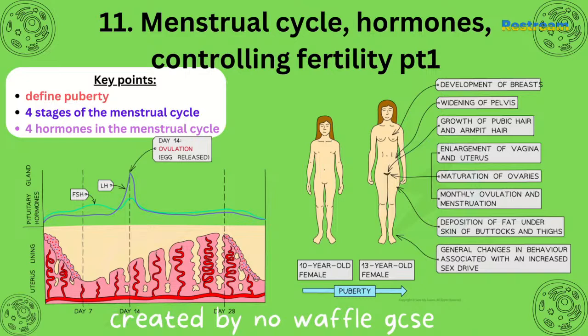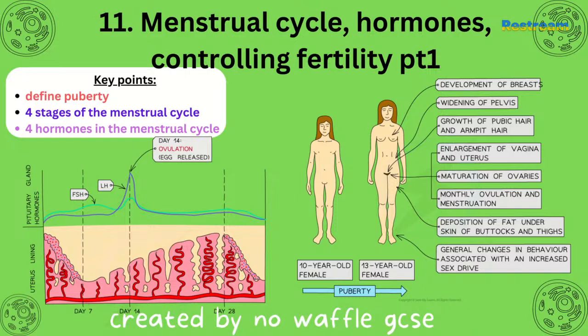Now, 4 stages of the menstrual cycle. Key things you need to know. In stage 1, which happens on day 1, your menstruation starts. As you can see, in stage 1, your uterus lining starts to shed and break down. This lasts normally 4 days. That's why a period lasts roughly 4 to 7 days.